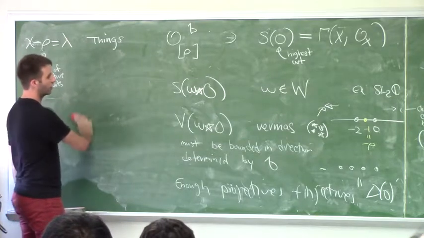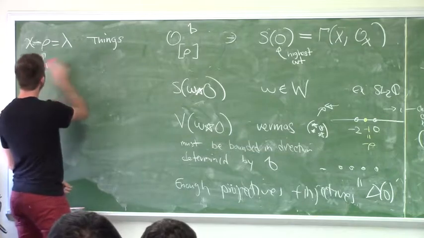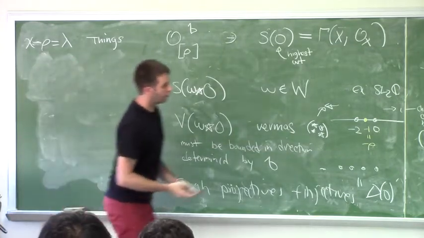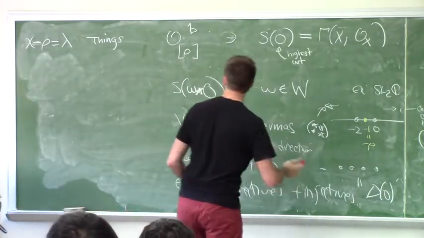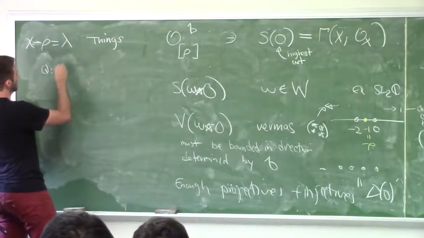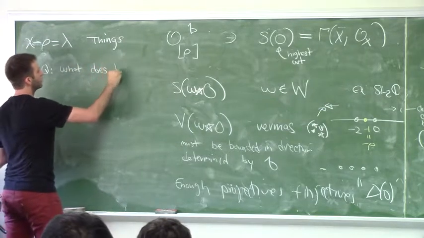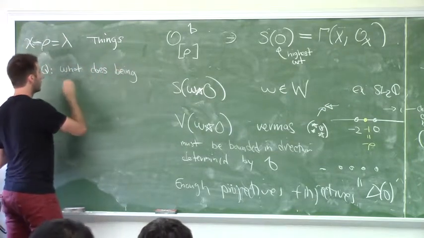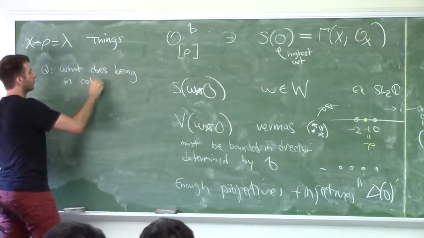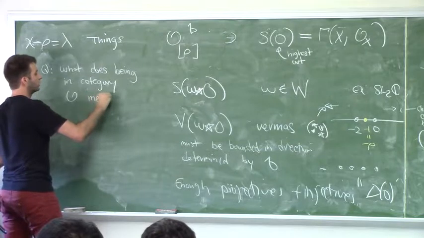Okay, so this is sort of an interesting category, and now I want to try and translate this into a more general form. So I want to try and ask the following question: what does being in category O mean geometrically?